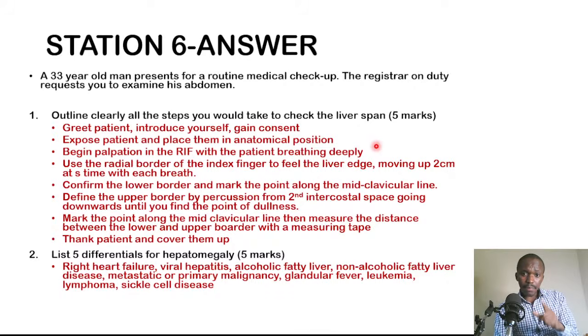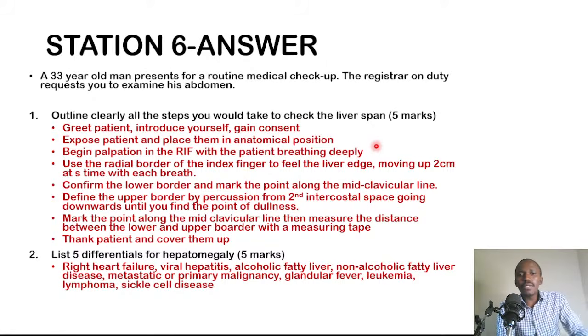After you mark that position, you're going to start percussing from the second intercostal space going downwards along that same mid-clavicular line. You'll reach a point where there will now be some dullness. Now you measure the distance from the first point that you marked to the second point that you marked. That's going to be your liver span. And the next question, if I was a lecturer here, that I would ask students is, what is the normal liver span? So I really want you to look that up and check what the normal liver span is.